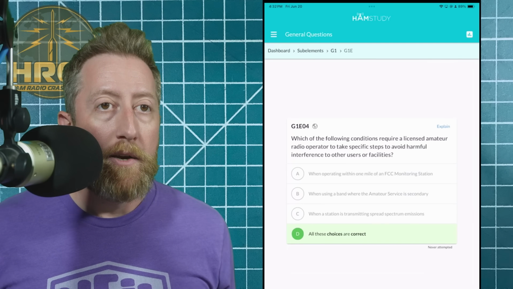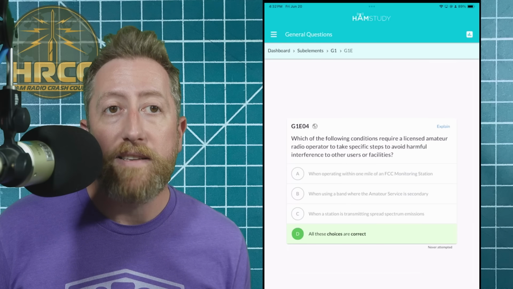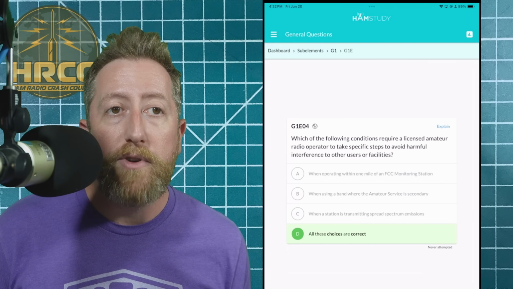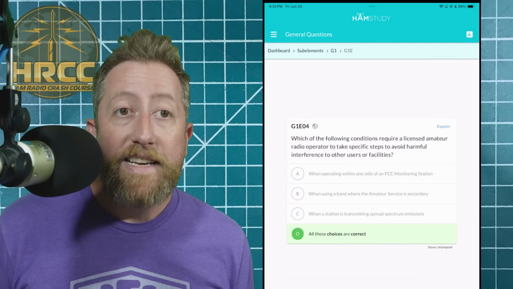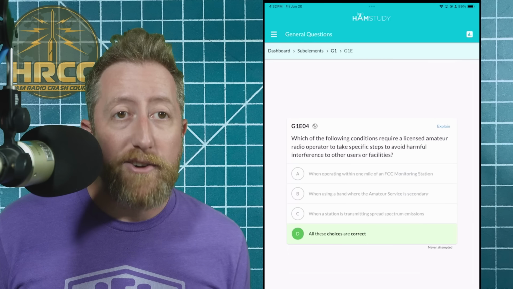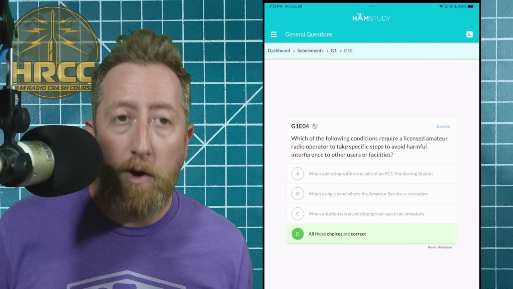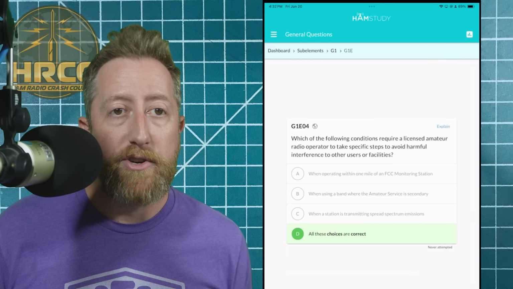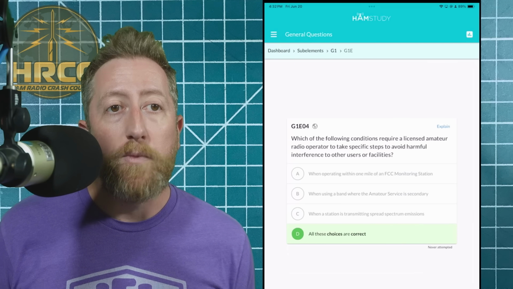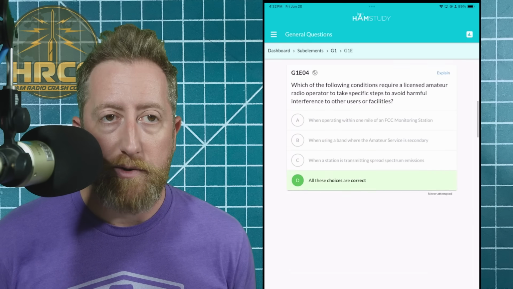Question 4. Which of the following conditions require a licensed amateur radio operator to take specific steps to avoid harmful interference to other users or facilities? D, all these choices are correct. That's our first one of these in the entire sub-element. When operating within 1 mile of the FCC monitoring, when using a band where the amateur service is secondary, and when a station is transmitting spread spectrum emissions. All these choices are correct.